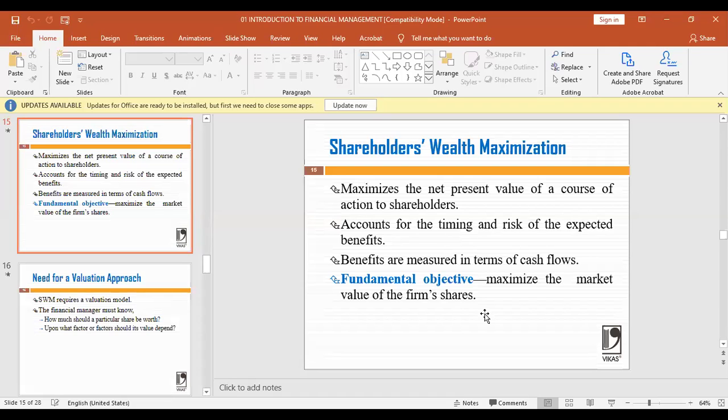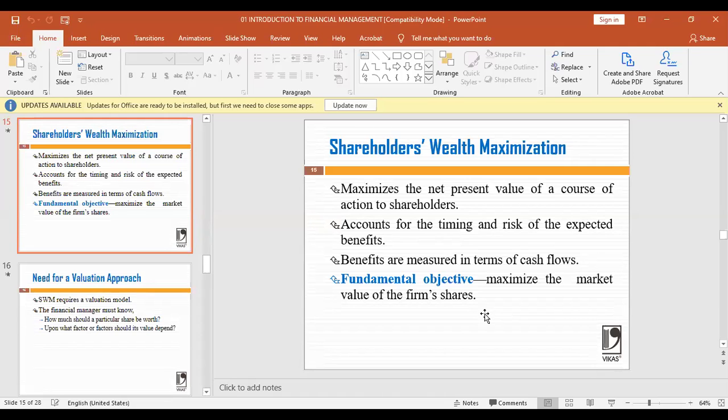Shareholders wealth maximization maximizes the net present value of a course of action to the shareholders, right? And it accounts for the timing and risk of the expected benefits. Benefits are measured in terms of cash flows. The fundamental objective of the organization is to maximize shareholders wealth, to maximize the market value of the firm's share.